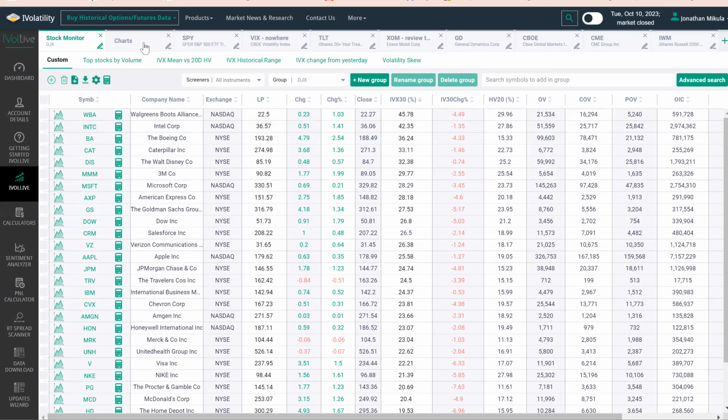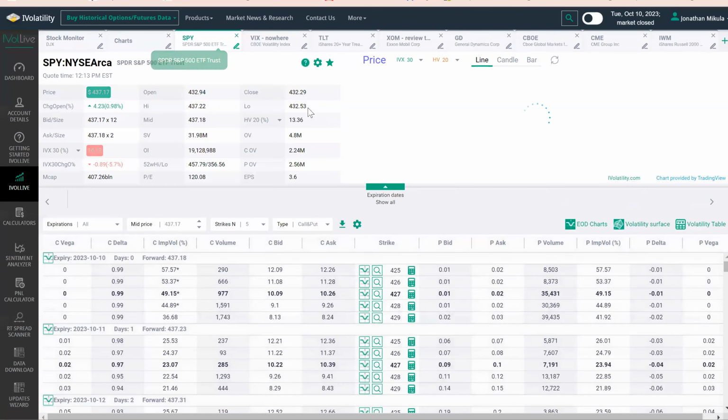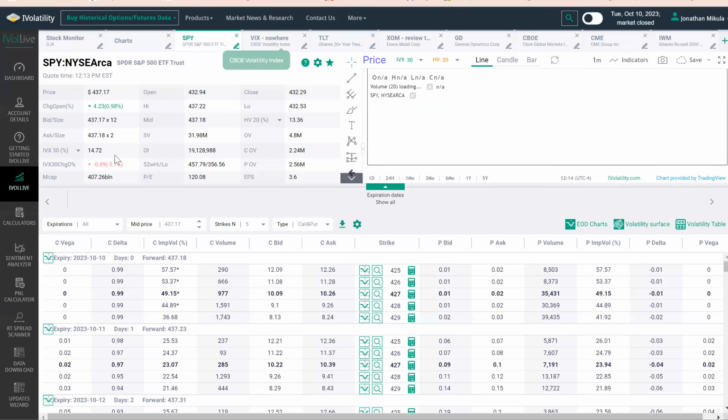Moving along, I always have my charts. I love charts, so I always have them here, in a place of honor. Second, reading from left to right after the stock monitor, is SPY. I'm always looking at SPY throughout the day. I start my morning by looking at that and the VIX. I like to see what's happening with implied volatility, if it's going up or down.